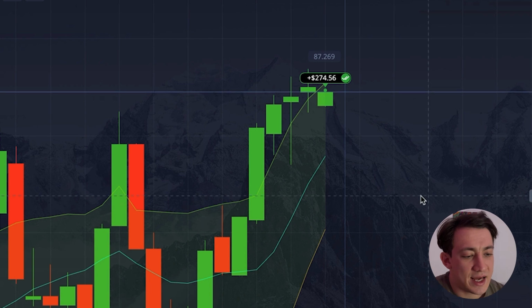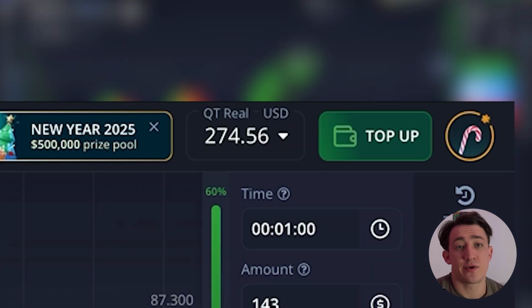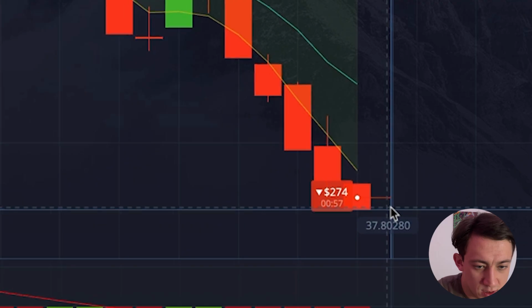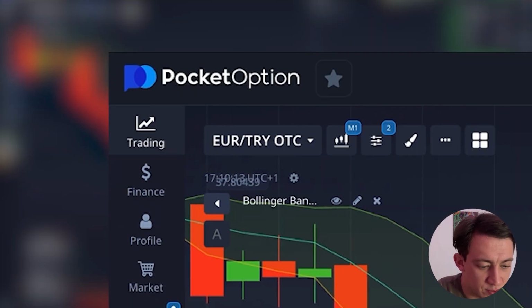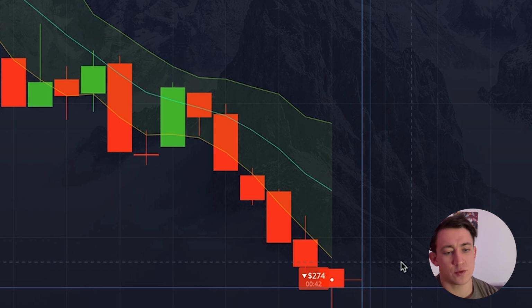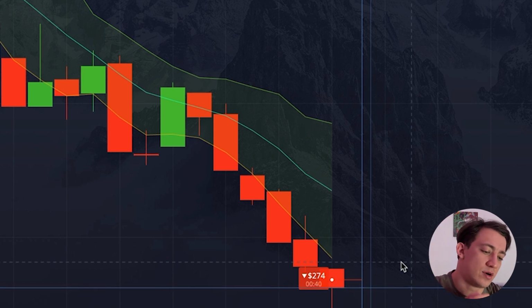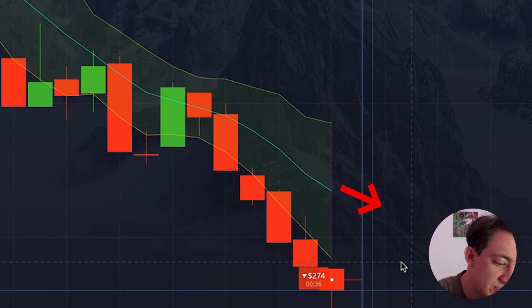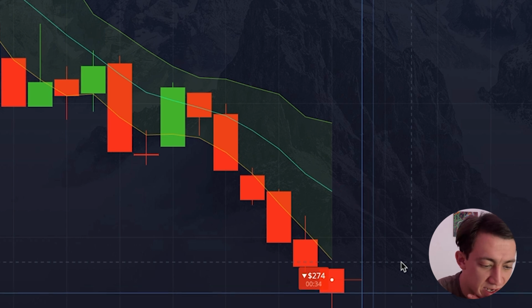And so we get the profit, $274 on my bank account, and I'm glad to see it. So I entered the EUR/TRY currency pair, and I entered a downward position. If you're watching the two Bollinger Bands here, they really gave us a good signal to enter a down position, and three lines are directed to a downward trend.